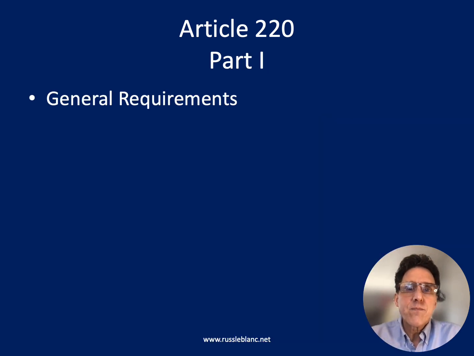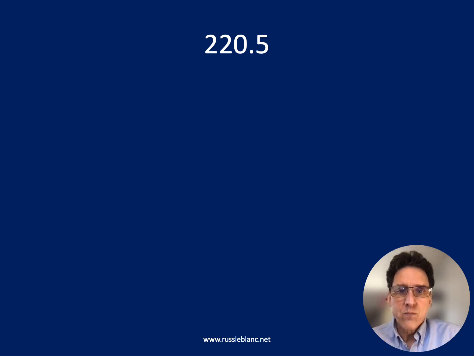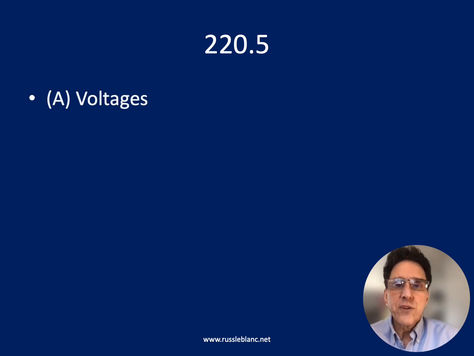Okay. A couple things before we get into them. In Part I of Article 220, there are some general requirements, and this is going to apply to all the load calculations throughout Article 220. If we take a look at 220.5, there's a couple things there we want to look at. First one is the voltages. Just so we're all on the same page, we're going to use the nominal voltages assigned in 220.5(A), okay? Don't use anything else, right?